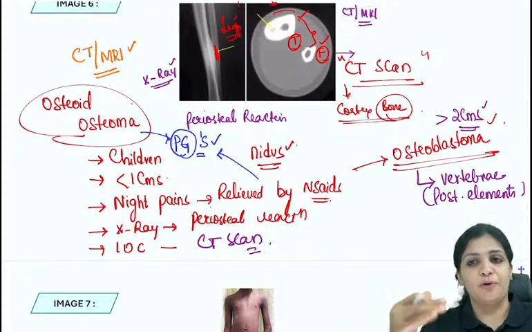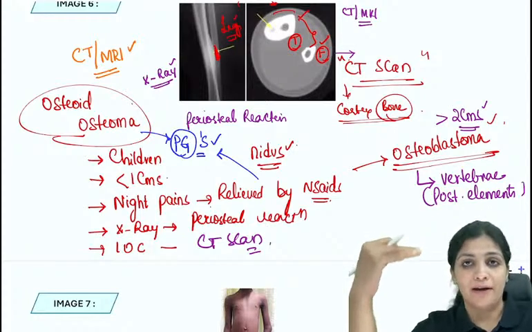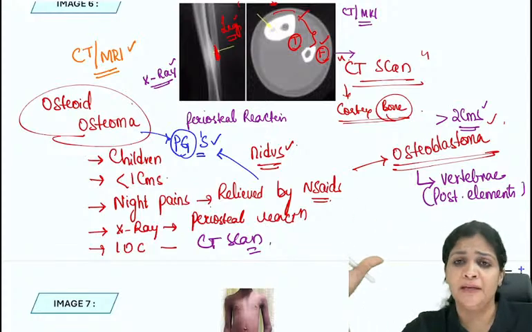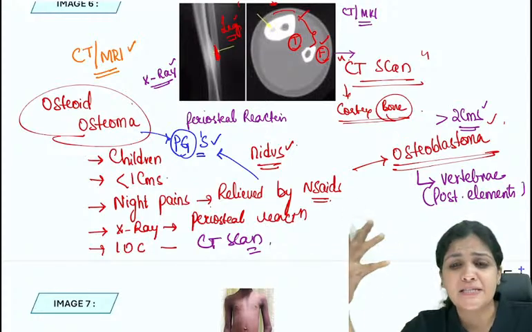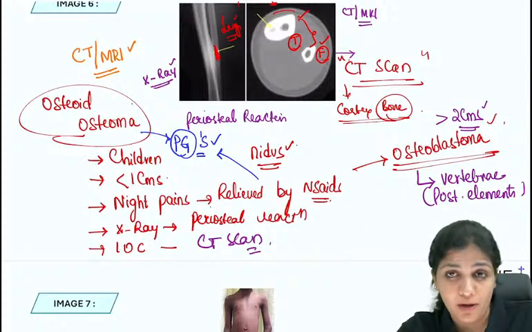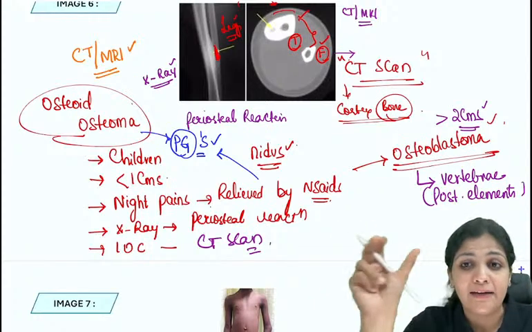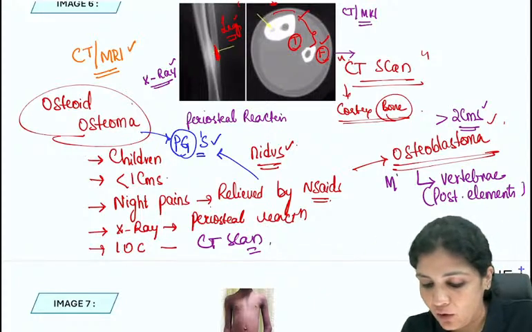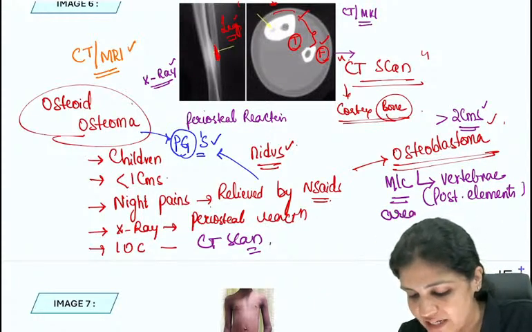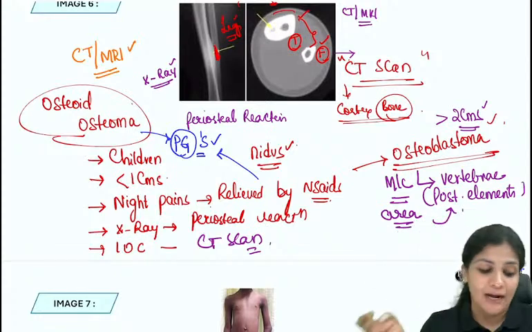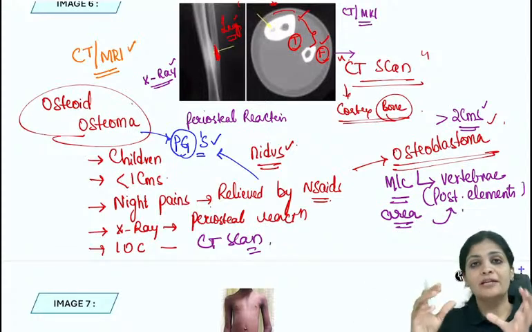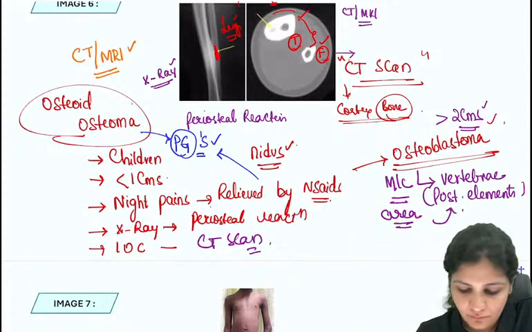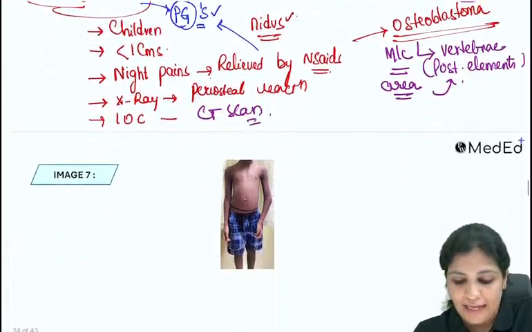If the pain is not reduced on NSAIDs, that means it could be anything else. It could be an infection, an inflammation, or some other thing which we need to explore more. But something related to osteoid osteoma is osteoblastoma, whose most common area is the vertebrae, especially the posterior elements. And one important thing is the nidus is more than 2 centimeters. Understood? That is about your osteoma. And then what is this?